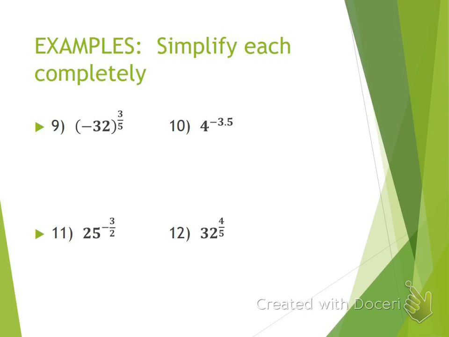All right, so we are going to simplify each completely, which, it doesn't state it directly, but no negative exponents. We just talked about how to make them positive, so we're going to start using that now. Okay, it's okay to have a negative number, you just can't have a negative exponent. All right.